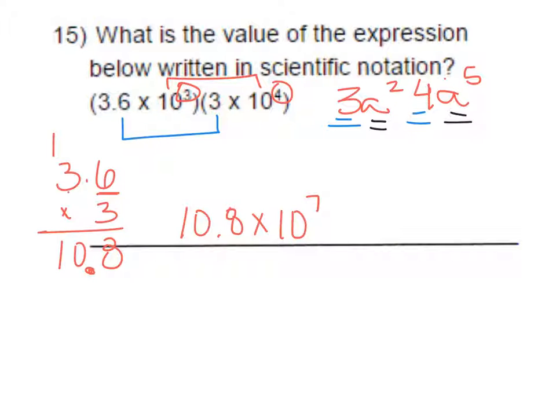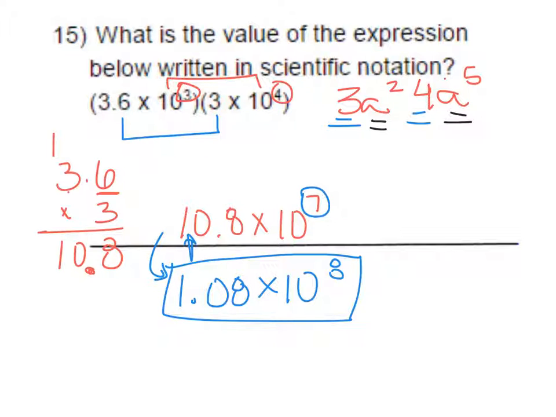And now my last thing is to check, is my number in scientific notation? I notice that it's not because the decimal point isn't in the right space. It needs to be after the 1 to be in scientific notation. So I'm going to move it there. I made my number smaller, so I need to make my exponent bigger. I'm going to have to move that decimal point one extra place now to get it back to its original spot. So my answer is 1.08 times 10 to the 8th power.